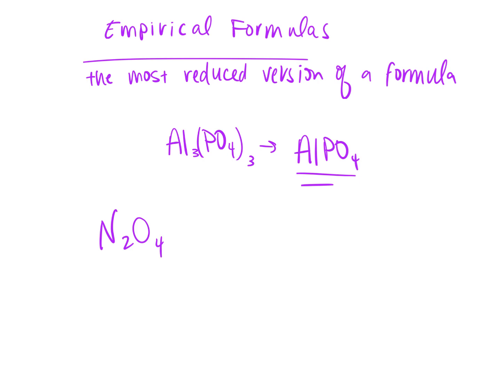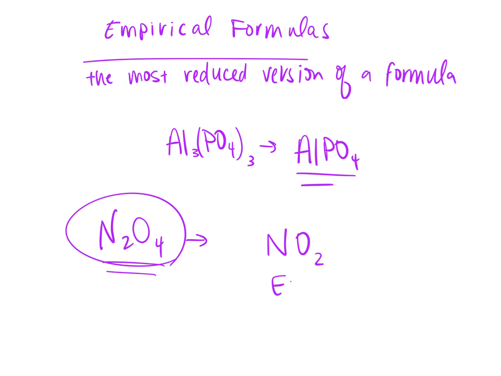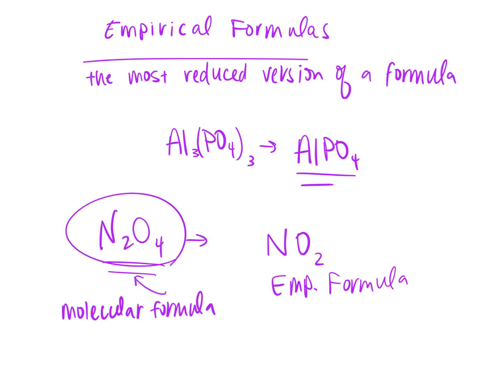We don't reduce them. So what we're going to look at here is that N2O4 might be the formula of a particular compound, but its empirical formula is going to be the reduced version of that, which would be NO2, right? We're going to reduce that all the way down. Does that kind of make sense? So this would be that formula's empirical formula. And this non-reduced version is actually called the molecular formula. We're going to get to that a little bit more tomorrow.